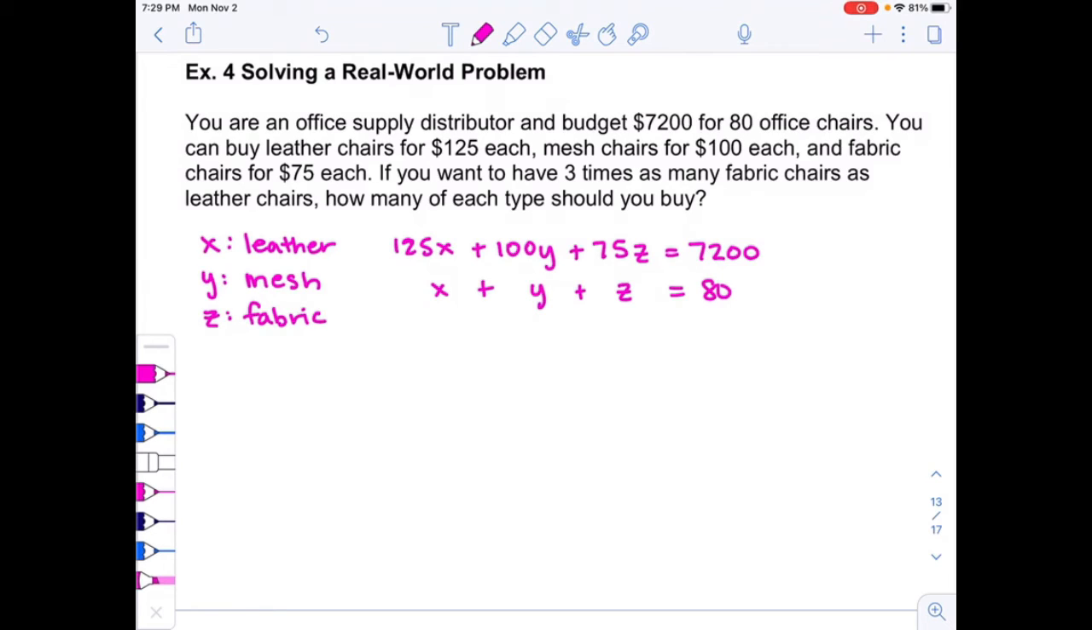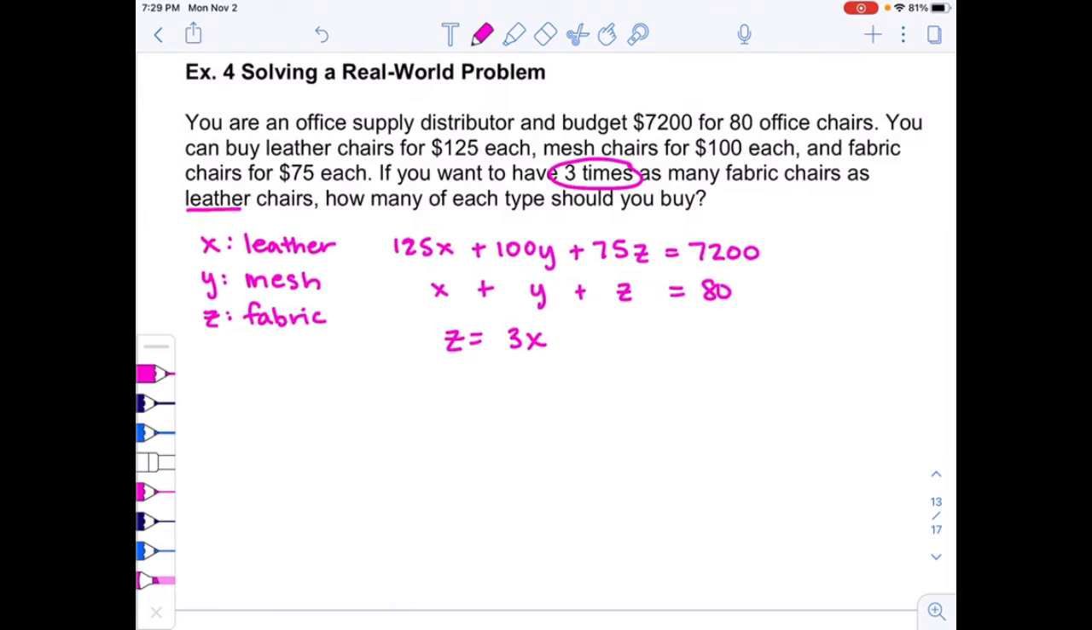It says if you want to have 3 times as many fabric chairs as leather, which one do you have more of? Well, you have more fabric chairs. So fabric, which is Z, is going to equal 3 times as many leather. So leather was X, so Z is going to equal 3 times X. The number of fabric chairs is 3 times the leather chairs.